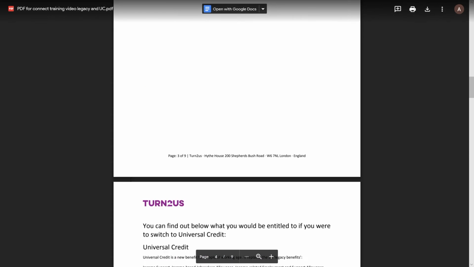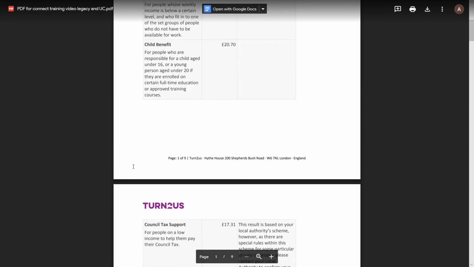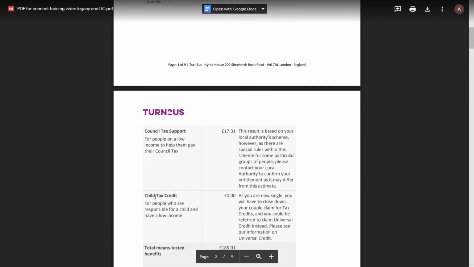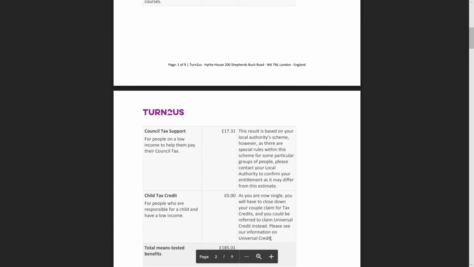And this is someone who's been claiming child tax credits as a couple, but is now splitting up. This means their child tax credit claim will close, and if they still want extra money to help with the cost of having children, they will have to get it through universal credit.